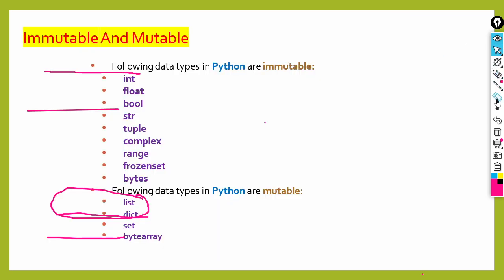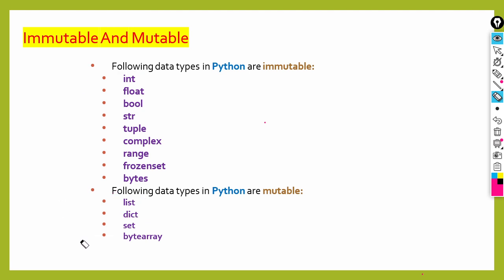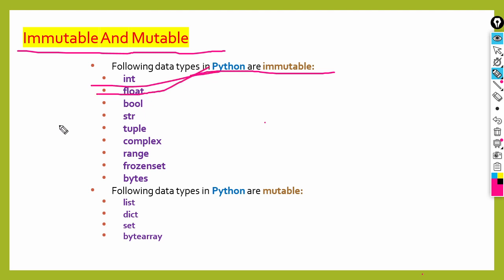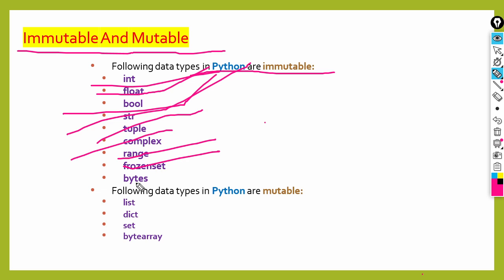As I said in a previous slide, what are the immutable data types and what are the mutable data types? The following data types are immutable: integer, float, boolean, string, tuple, complex, range, frozen set, bytes. Remember this: frozen set is immutable, set is mutable. Bytes are immutable, byte array is mutable. Don't ask me what is byte and byte array. Go to the data types class and see, we already completed it.